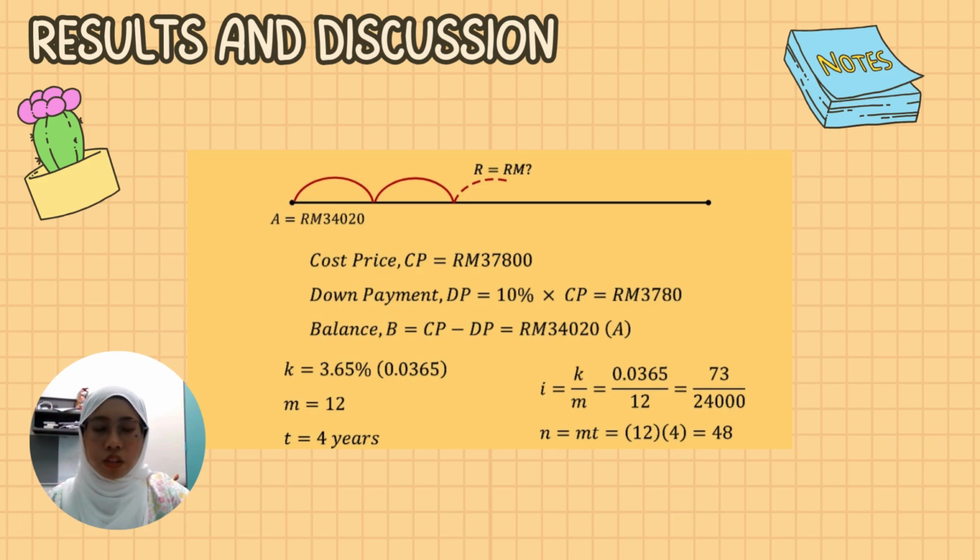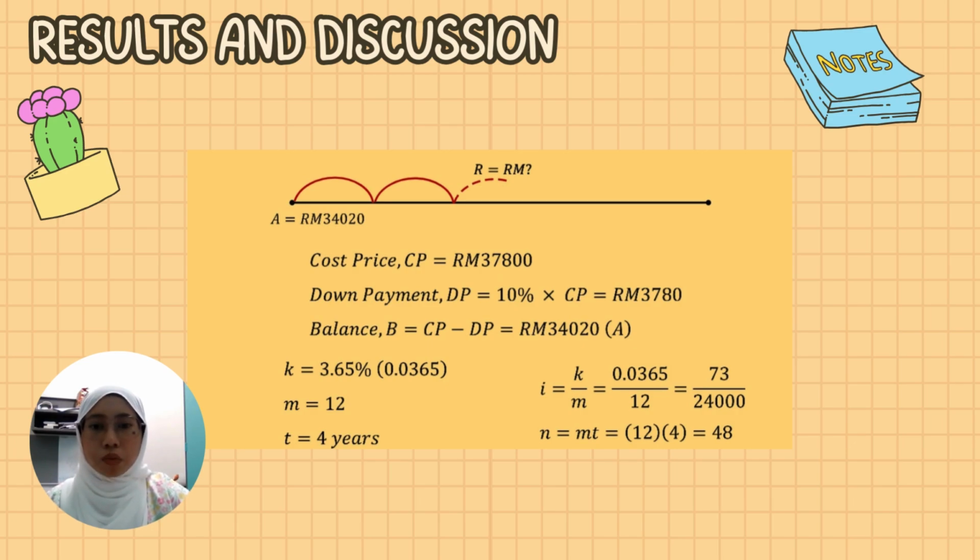Result and discussion. As you can see from the information given, the cost price is 37,800 ringgit. The down payment is 10% times CP, which is 3,780 ringgit. As for the balance, A equals CP minus the down payment, which equals 34,020 ringgit. K equals 3.65%, which is 0.0365.